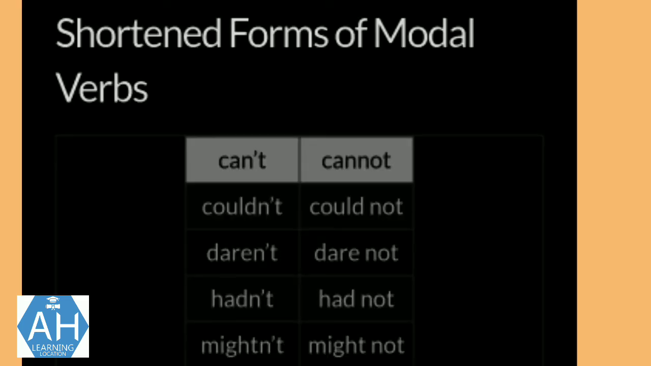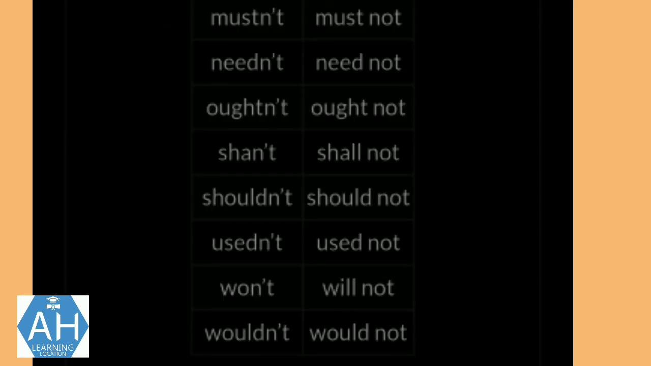Shortened forms of modal verbs: cannot, can't, could not, couldn't, dare not, daren't, had not, hadn't, might not, mightn't, must not, mustn't, need not, needn't, ought not, oughtn't, shall not, shan't, should not, shouldn't, used not, usedn't, will not, won't, would not, wouldn't.